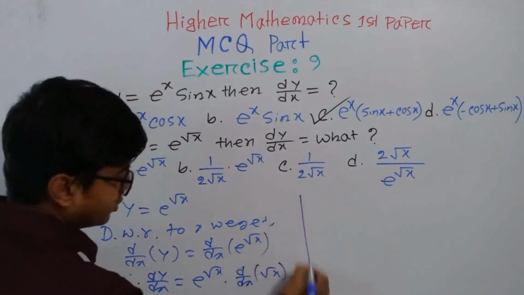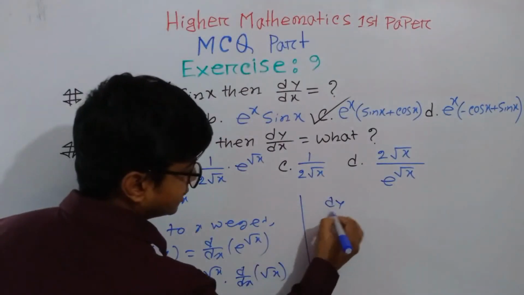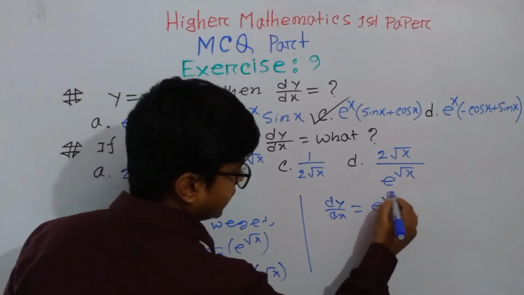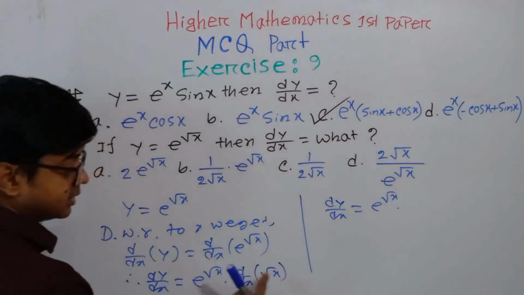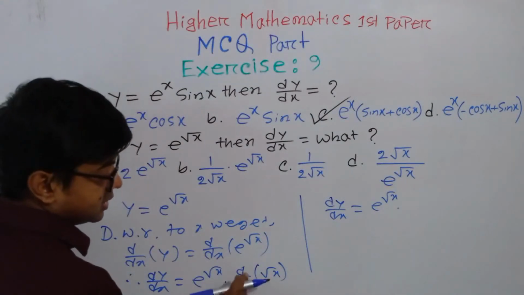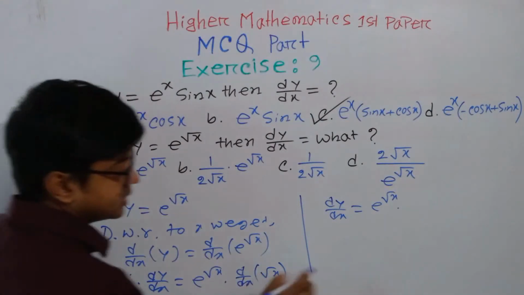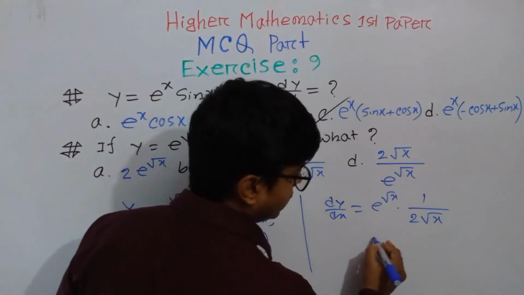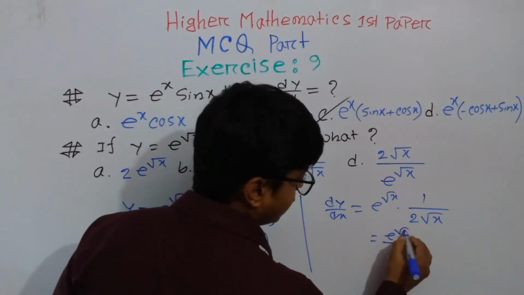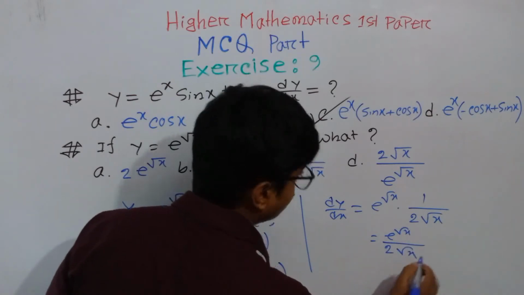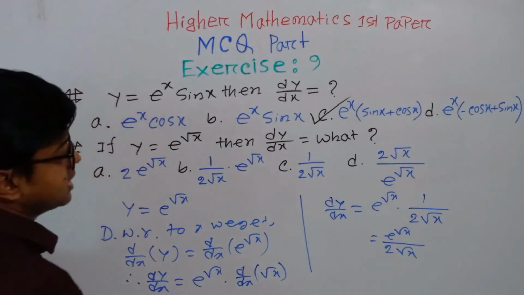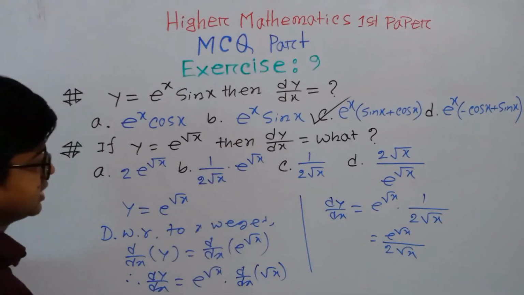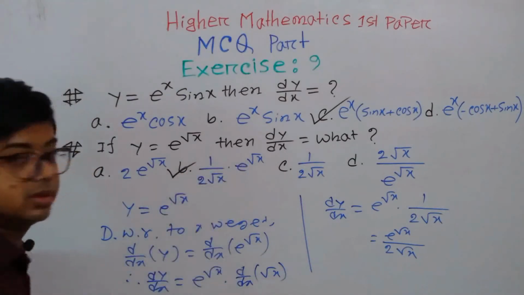Here after this line we can write d/dx of y equals e to the power root over x, and here d/dx of root over x will be 1 by 2 root over x. So our answer is e to the power root over x by 2 root over x. Here e to the power root over x into 1 by 2 root over x. So our answer must be option number B.